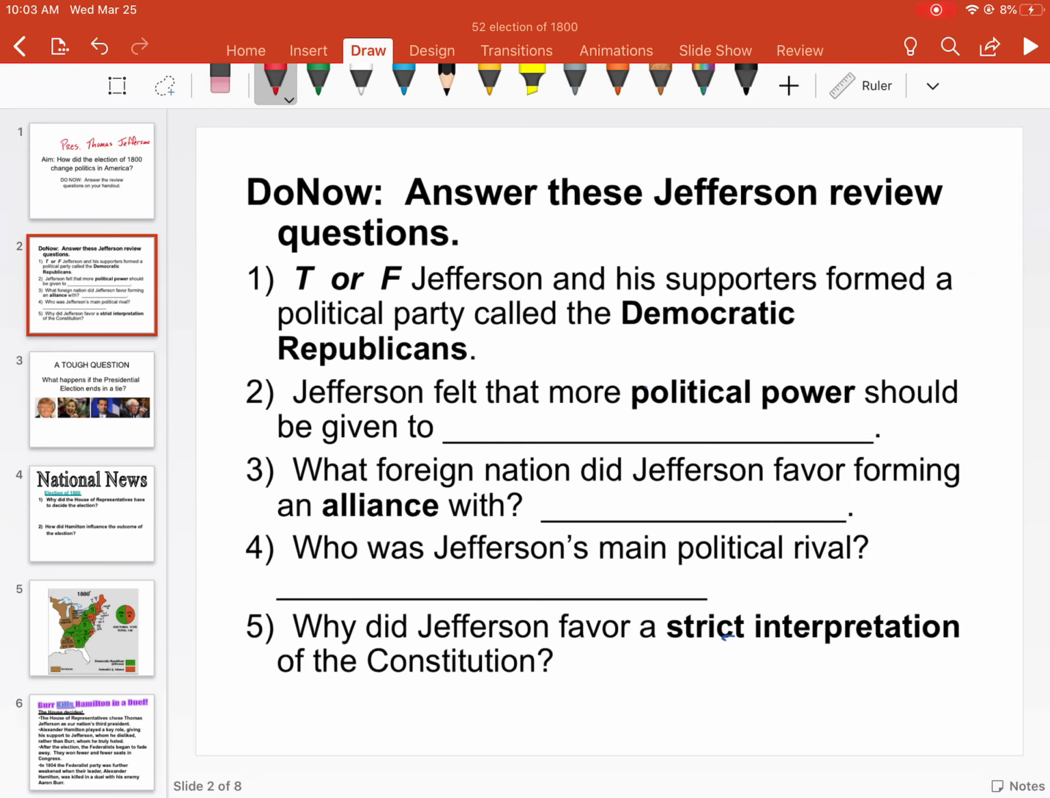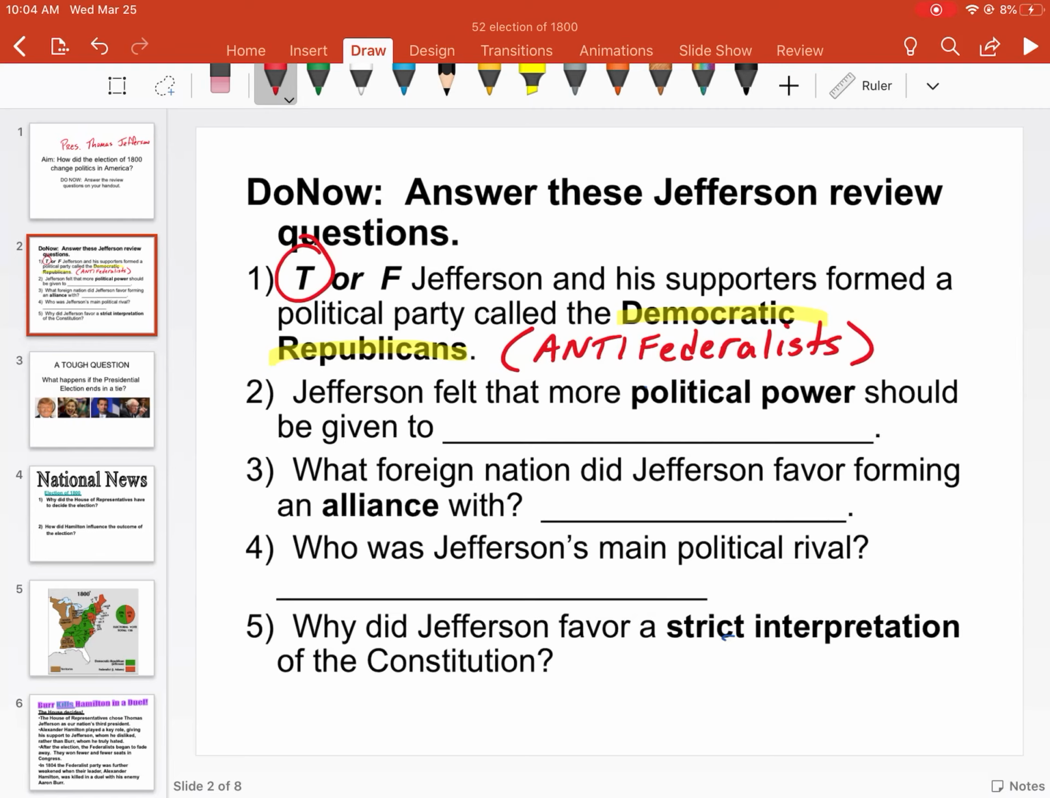Okay, welcome back. Hopefully you answered all the do now questions. Number 1, true or false, Jefferson and his supporters formed a political party called the Democratic Republicans. This one's a little tricky. The answer is true. If you wrote false because you thought his political party were called the Anti-Federalists, you're kind of right. The Anti-Federalists became known as the Democratic Republicans. That's why the answer is true. Their real political party name by the time Jefferson was elected was Democratic Republicans.